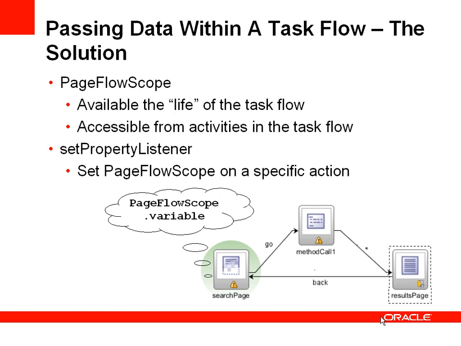So page flow scope, and specifically the variable you set up on the search page, can be accessed from the method call, and it can also be accessed from the results page as well. So let's see how we can do this in a demonstration.